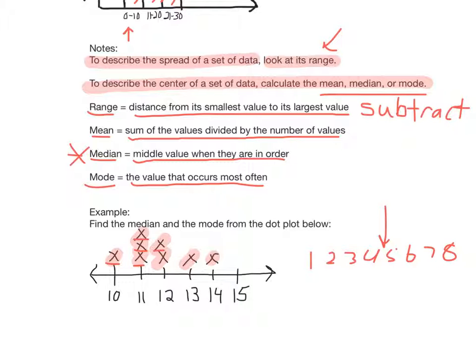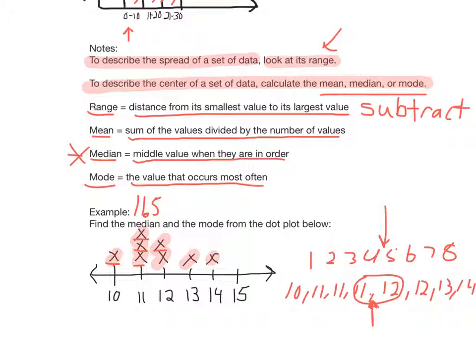I could list these numbers out in order. 10, 11, 11, 11, and 12, and 12, and 13, and 14. The middle number is between 11 and 12, so it's 11.5. So the median is 11.5. So when there's an even number of numbers, you have to split the difference. You have to find the average or the mean of the middle two numbers.